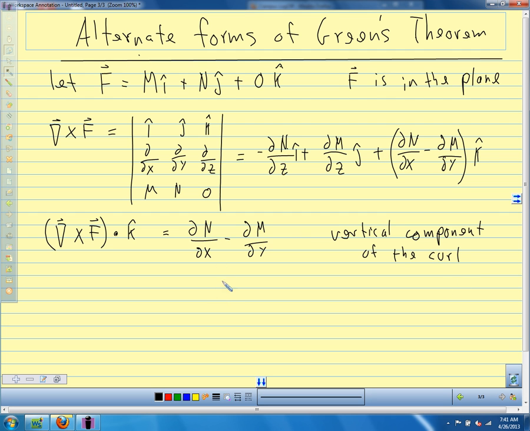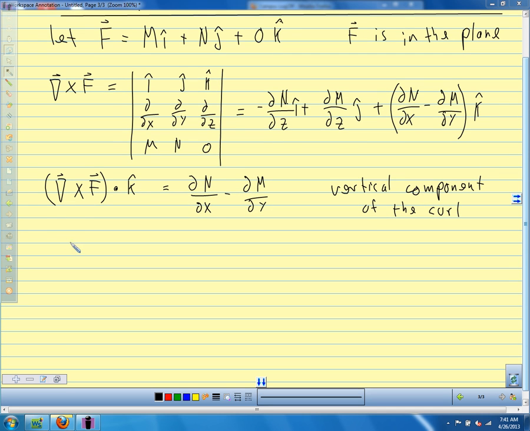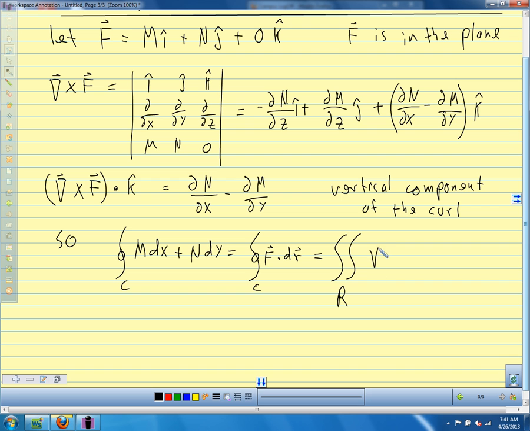And then we can use this to write, because this is our quantity in Green's theorem, that the line integral around C of M dx plus N dy, and that is the same as saying the line integral around C of F dot dr. This is the differential form, this is the vector form, equals the double integral over our region of del cross F dot k hat dA.